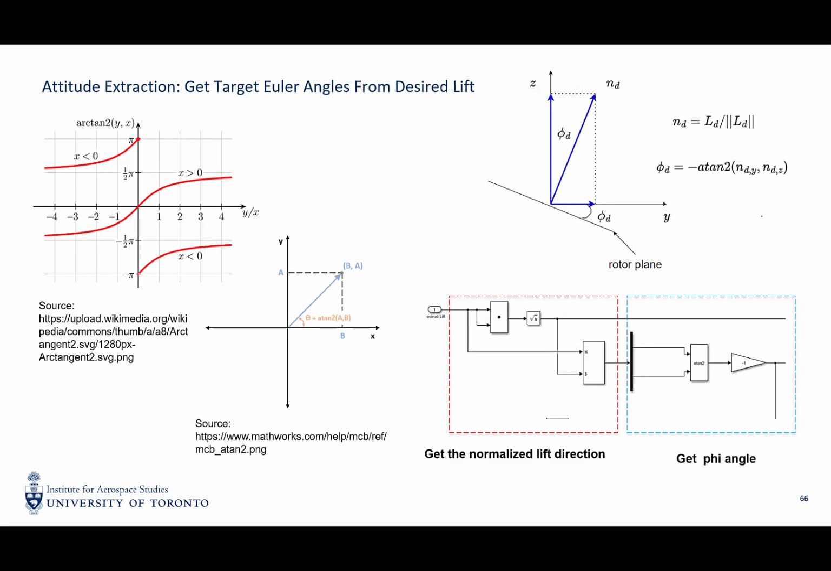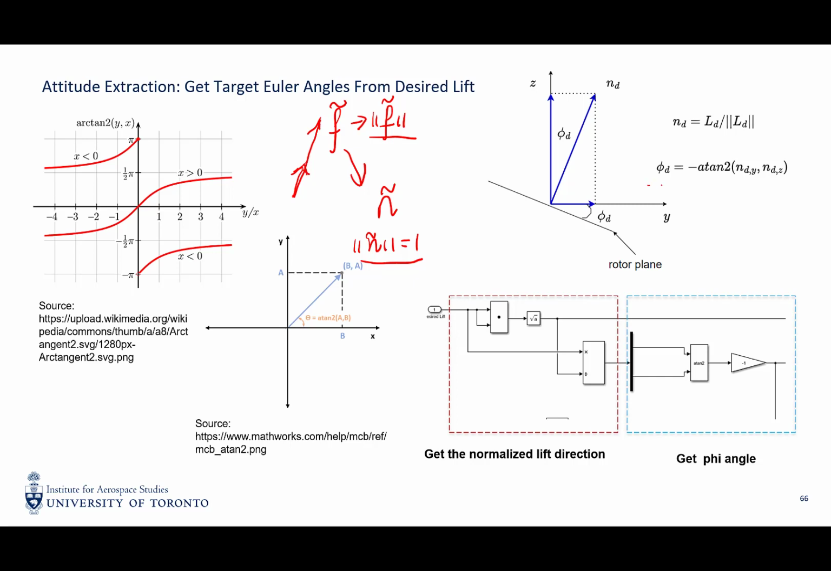And then in the attitude channel, because we have the desired lift, we can extract the magnitude of the desired lift to be the total lift generated by the propellers. And we can also extract N, the direction of the desired lift. So N is a unit vector. This is the direction of the lift, which actually corresponds to the desired Euler angles of the system.